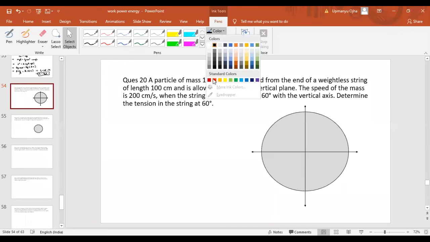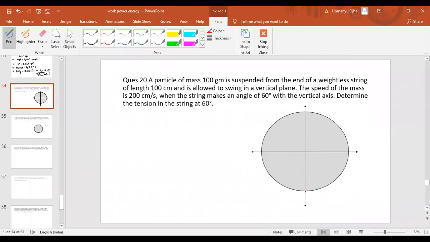This is the string. On that string, we have attached a ball. This is the string from O to A. So we have a particle of mass 100 gram suspended from the end of a weightless string of length 1 meter, that is 100 centimeter, and it's allowed to swing in the vertical plane.